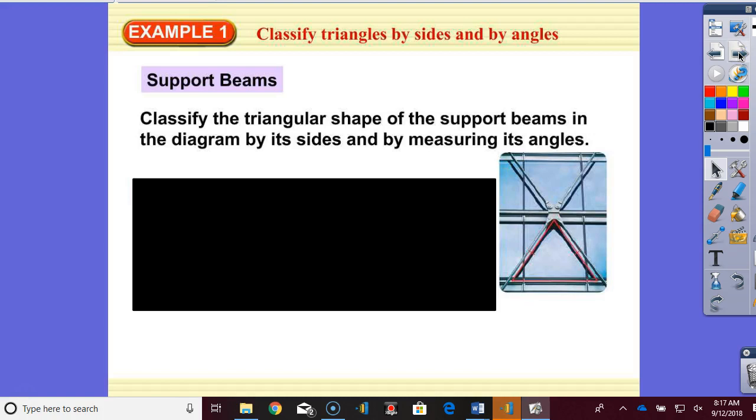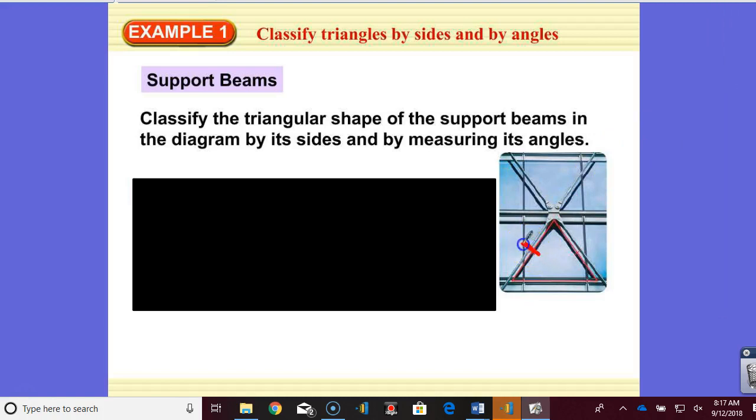Classify triangles by sides and by angles. Classify the triangular shape of the support beams in the diagram by its sides and by measuring its angles. It's very faint because textbook publishers are really known for making everything faint, but if you look really closely, there's a tick mark here and a tick mark here. So according to its sides, we have two equal sides.